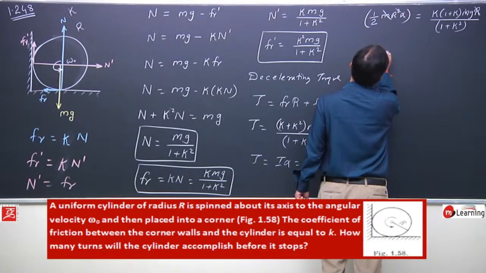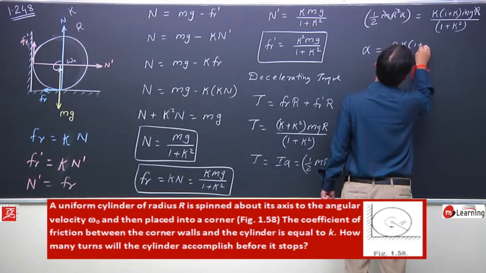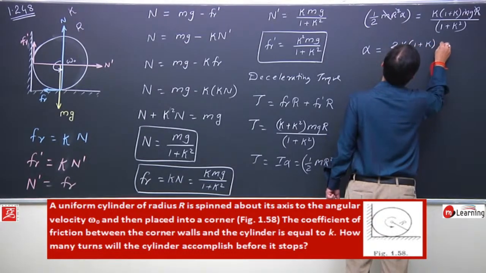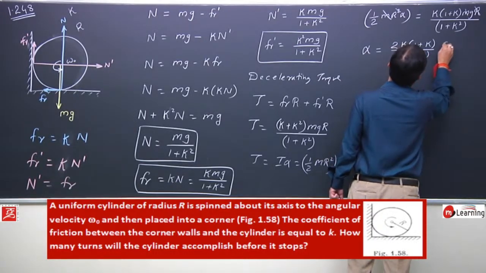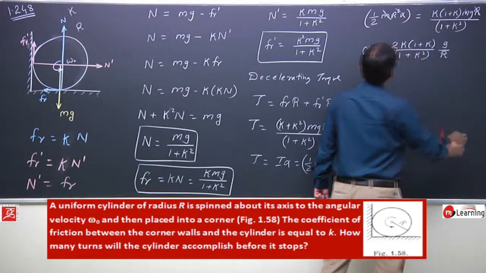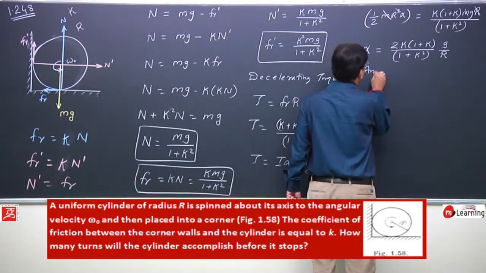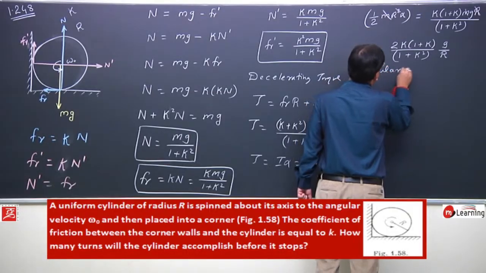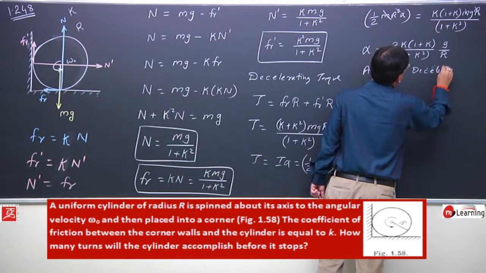And I'll get alpha, the angular deceleration, as 2k into 1 plus k upon 1 plus k square into g by r. This is angular deceleration.